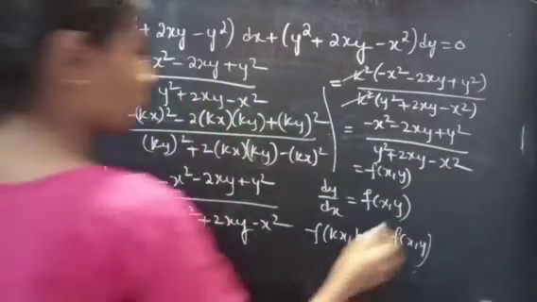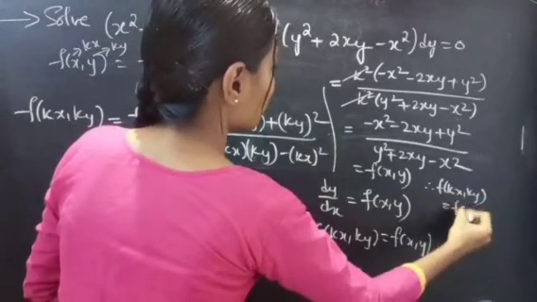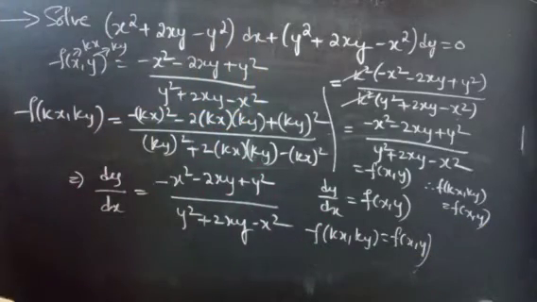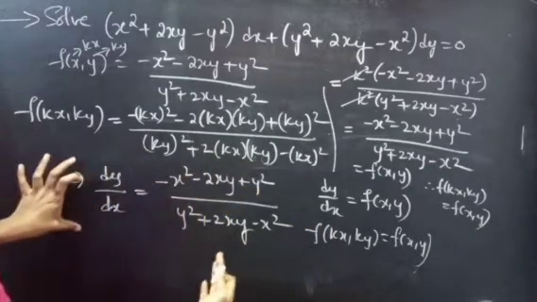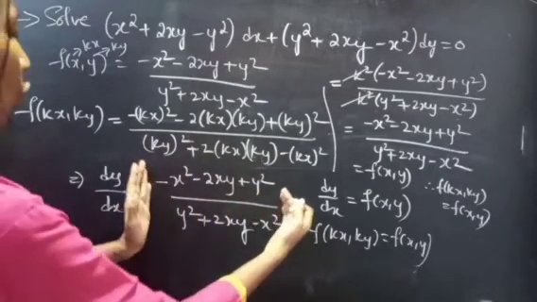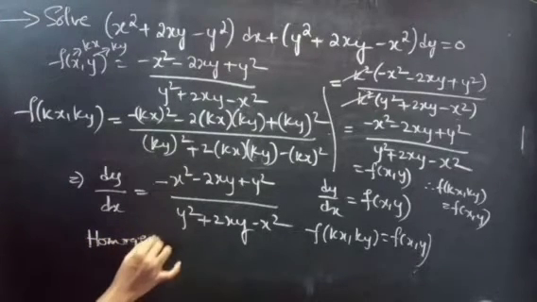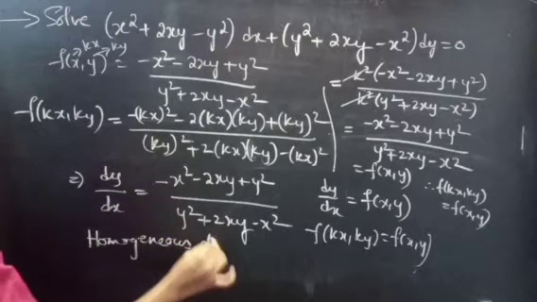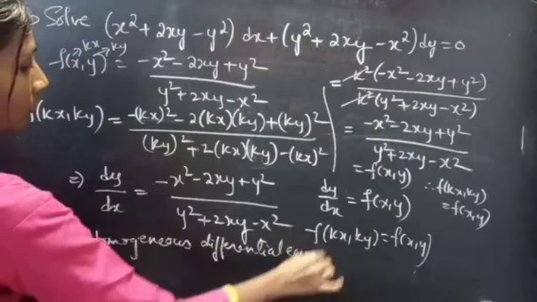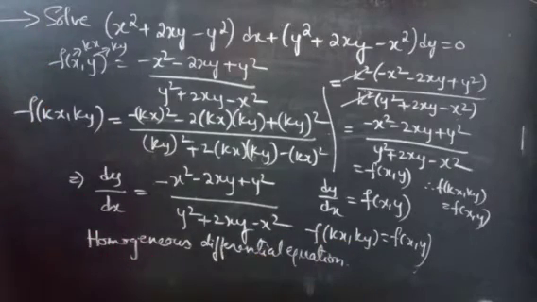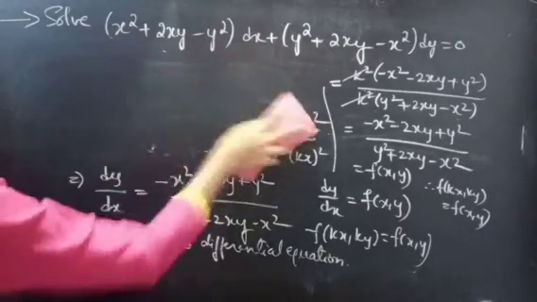Therefore, f(kx, ky) equals f(x, y). From this we can say that this function is a homogeneous function, and the differential equation involving a homogeneous function is called a homogeneous differential equation. So we are given a homogeneous differential equation.